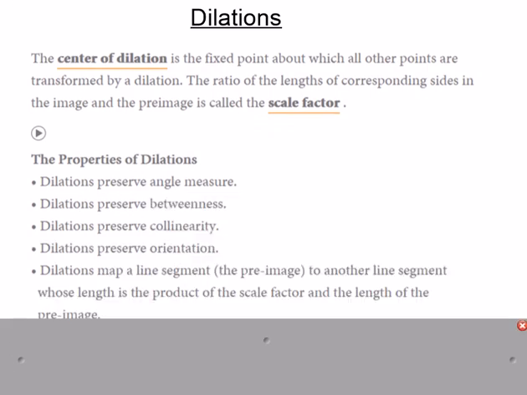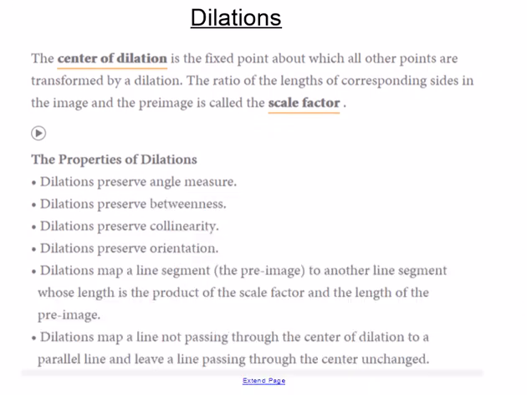Some properties of dilations. Here are some things that you should know. They preserve angle measure. They preserve betweenness. They preserve collinearity. They preserve orientation. Basically, we learned that before with rigid motions preserve size and shape. Dilations preserve shape. That's what they're referring to here. Our polygons are still going to look the same shape, but what's going to change is the size.